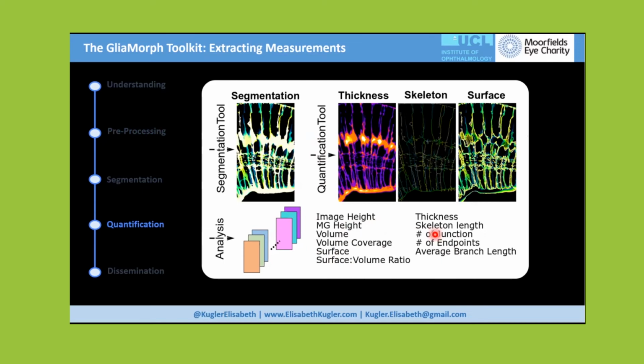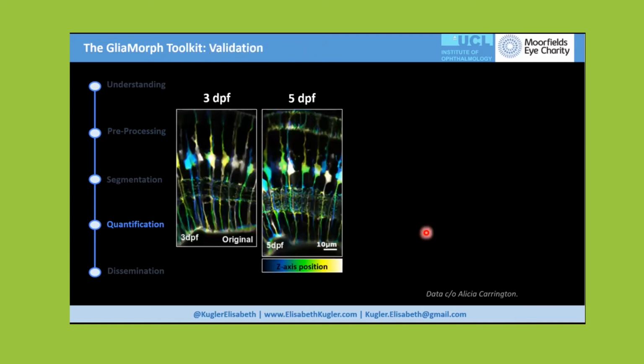And I will now talk about a few examples to show you really what all of this means. So the first step was to validate and really test if our approach was working. And so we said, okay, we look at a data set at 3 and 5 days post-fertilization, because already by just visually looking at them, what we would assume is that most of the parameters increase over time, such as, for example, the height or the volume.